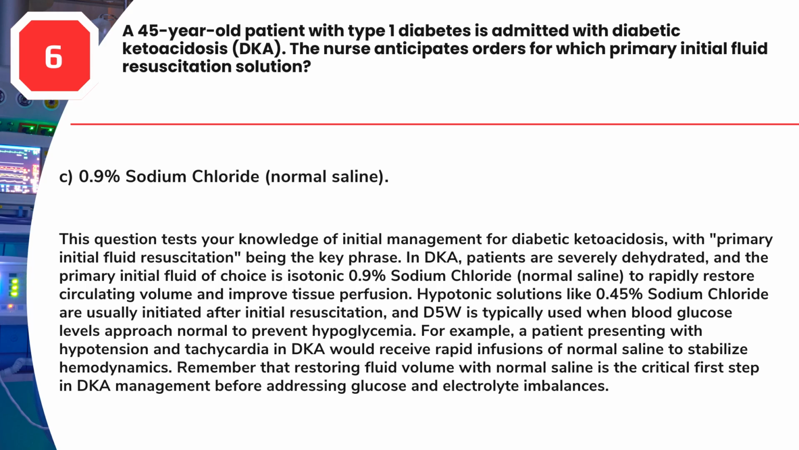Hypotonic solutions like 0.45% sodium chloride are usually initiated after initial resuscitation, and D5W is typically used when blood glucose levels approach normal to prevent hypoglycemia. For example, a patient presenting with hypotension and tachycardia in DKA would receive rapid infusions of normal saline to stabilize hemodynamics. Remember that restoring fluid volume with normal saline is the critical first step in DKA management before addressing glucose and electrolyte imbalances.